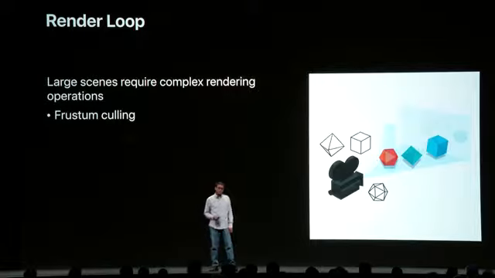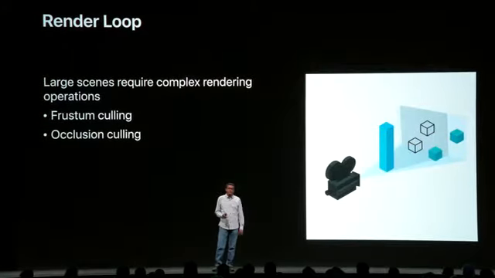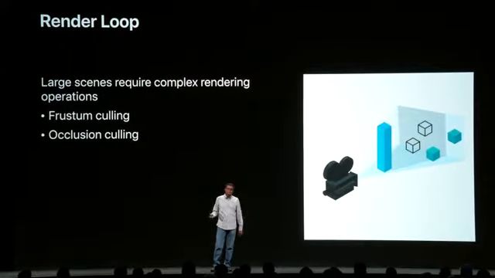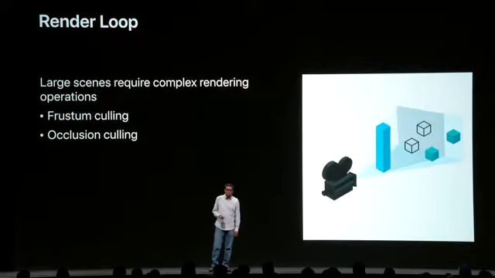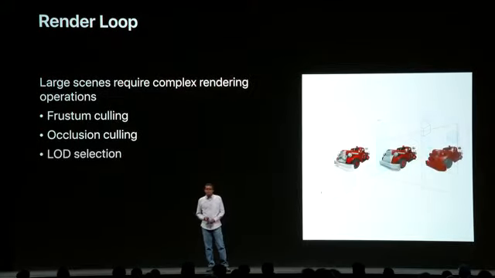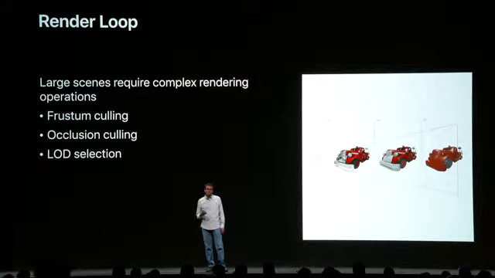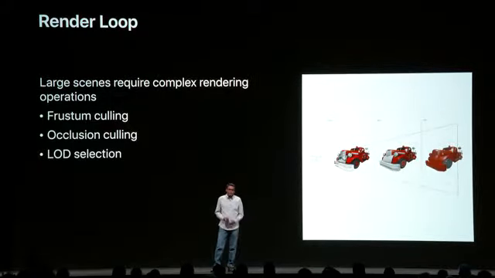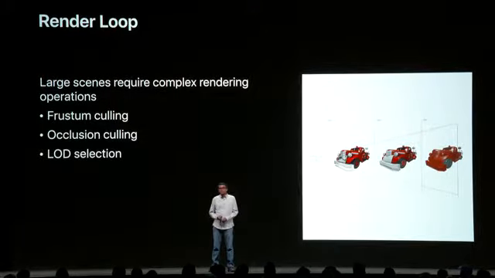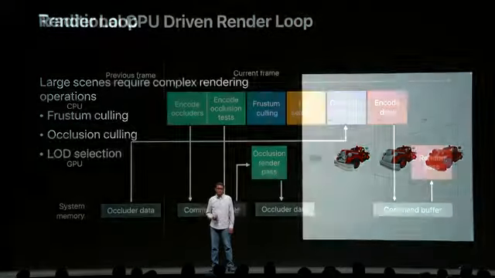Next, occlusion culling. Here, you eliminate the objects that are occluded by other bigger objects. And another thing that is usually done is level of detail selection, where you select between a range of levels of detail of the model based on its distance to the camera. So a CPU-based render loop with all these operations typically looks like this.